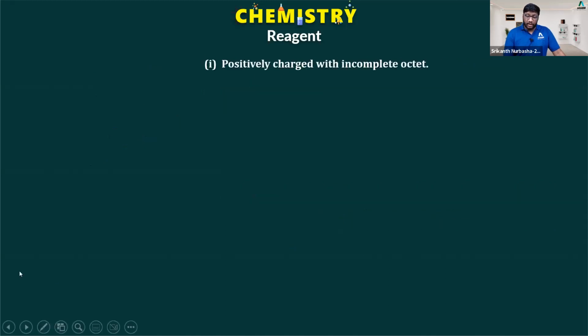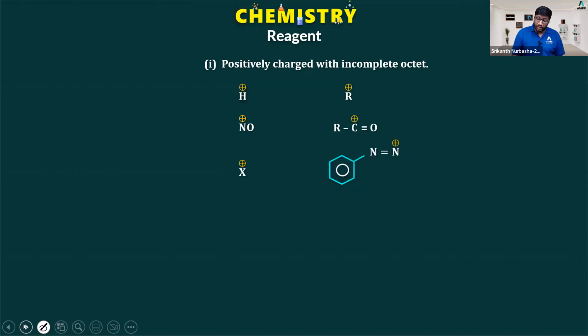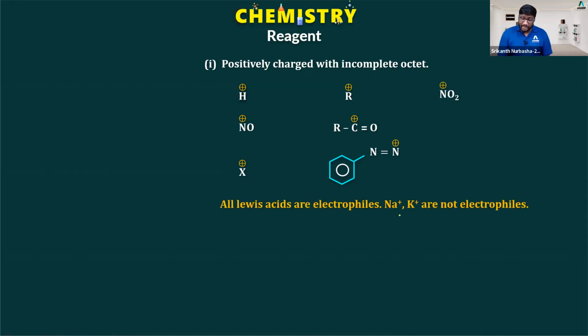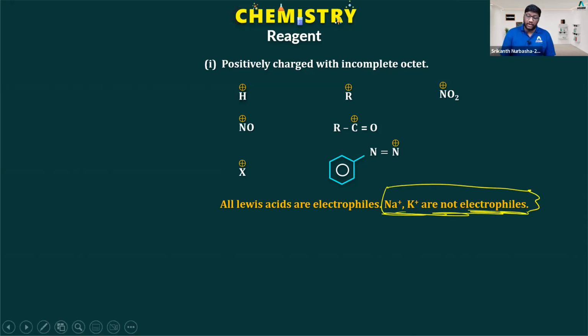So we are going through all the cases. Positively charged with incomplete octet: H plus, NO plus, X plus, Cl plus, R plus, RC double bond O, carbon plus, PhN double bond N plus, NO2 plus. All Lewis acids are electrophiles. Na plus, K plus are not electrophiles. This is what I am saying. Why? Because they already have a complete octet.